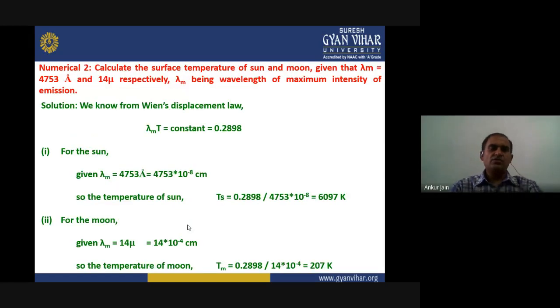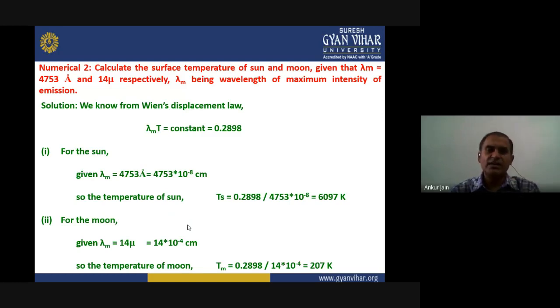Okay, now we will go to numerical number 2. In this numerical, it is asking to calculate the surface temperature of the sun and moon. Here the lambda m values are given, that is 4753 angstrom and 14 micron respectively for sun and moon. The lambda m is the wavelength of maximum intensity of emission, right? As we have already studied in Wien's displacement law, lambda m is the wavelength where the intensity of emission is maximum.